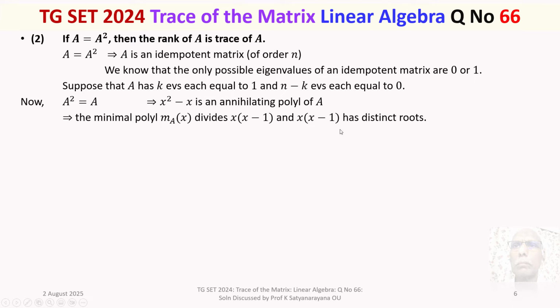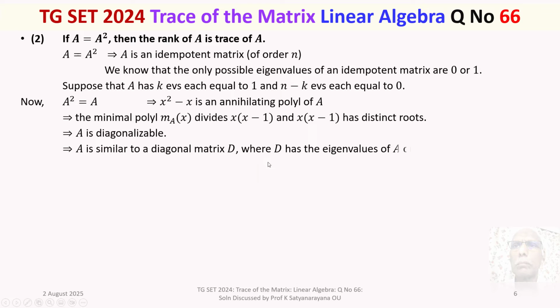Further, x into x minus 1 has distinct roots. Then recall a property of the diagonalization. This implies A is diagonalizable. A is diagonalizable means A is similar to a diagonal matrix, let us say capital D, where D has eigenvalues of A on its main diagonal.